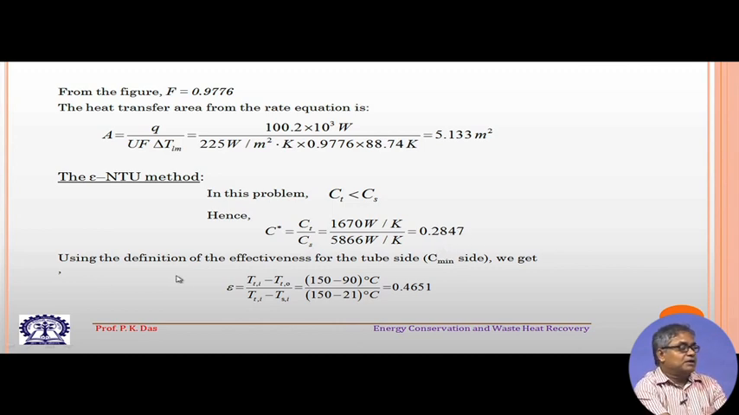Using the definition of effectiveness, then we can get... these temperature values are known. So, we can calculate now the C values, and we know which fluid stream is having the minimum value for C and which fluid stream is having the maximum value of C. So, using this concept, we can determine the effectiveness, and the effectiveness of this heat exchanger is 0.4651.